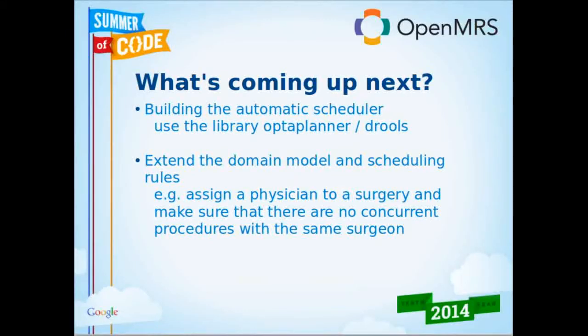My next step is to implement the automatic scheduler using the OptiPlanner library. Afterwards, I want to extend the domain model to consider more details. One example is to document the physician that will perform the surgery. This means that also the scheduling rules have to be extended in a way that they prevent concurrent procedures with the same surgeon.